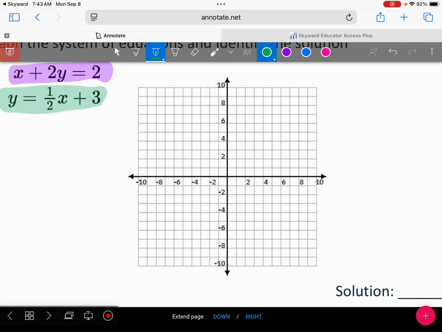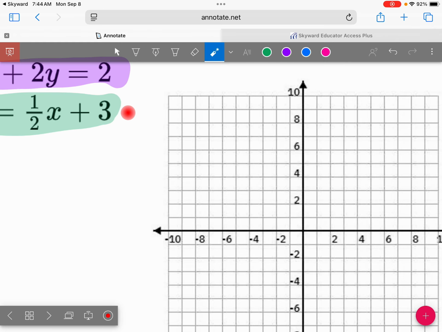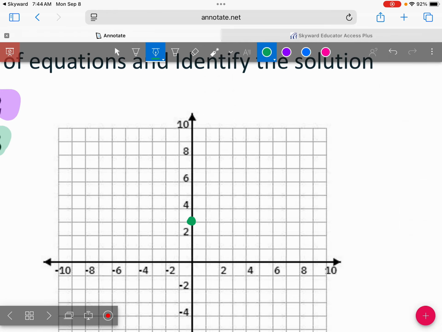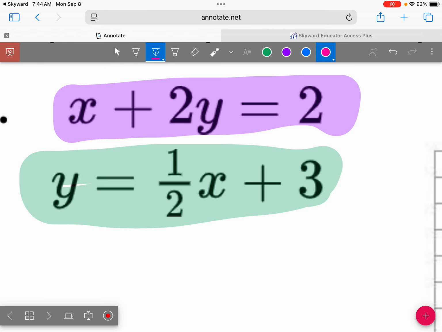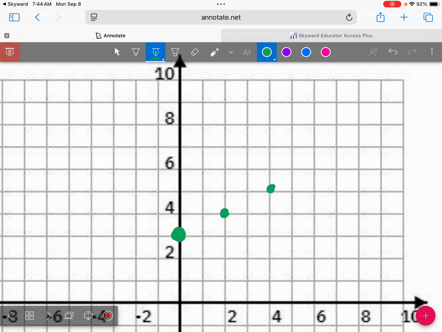My y equals 1/2 x plus 3. So we're going to start where? On the green one? Where do I start? The 3. Positive 3. And then we have our slope of 1/2. So that means I'm going to do my rise over run. So my rise of 1, my run of 2. Up 1 over 2. Up 1 over 2. Up 1 over 2.